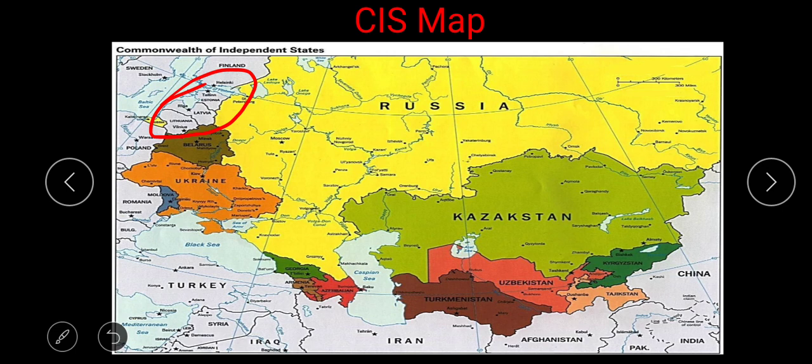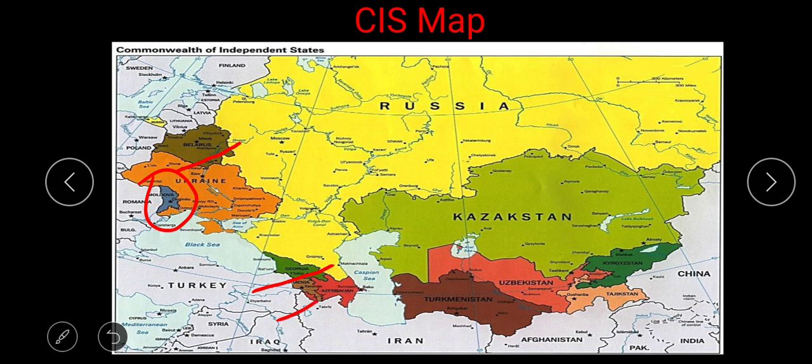Coming to the next, Belarus has joined. But Ukraine did not join the CIS. Moldova had also joined. Then coming to Georgia, it was part of the CIS, but eventually it withdrew its membership from the Commonwealth of Independent States, and at present Georgia also is not a member.